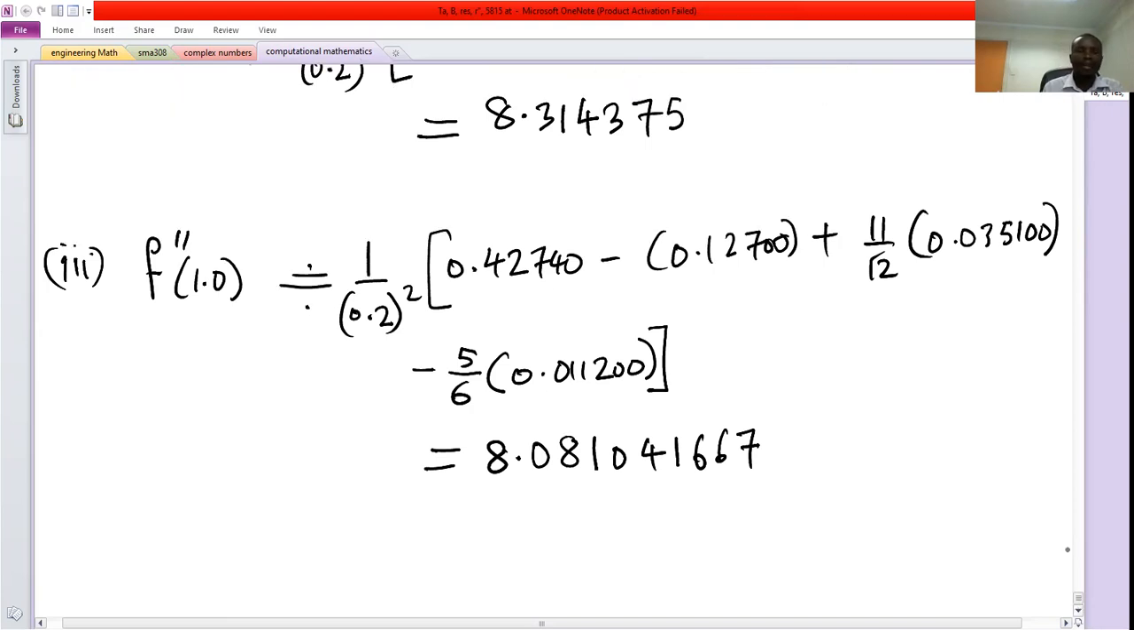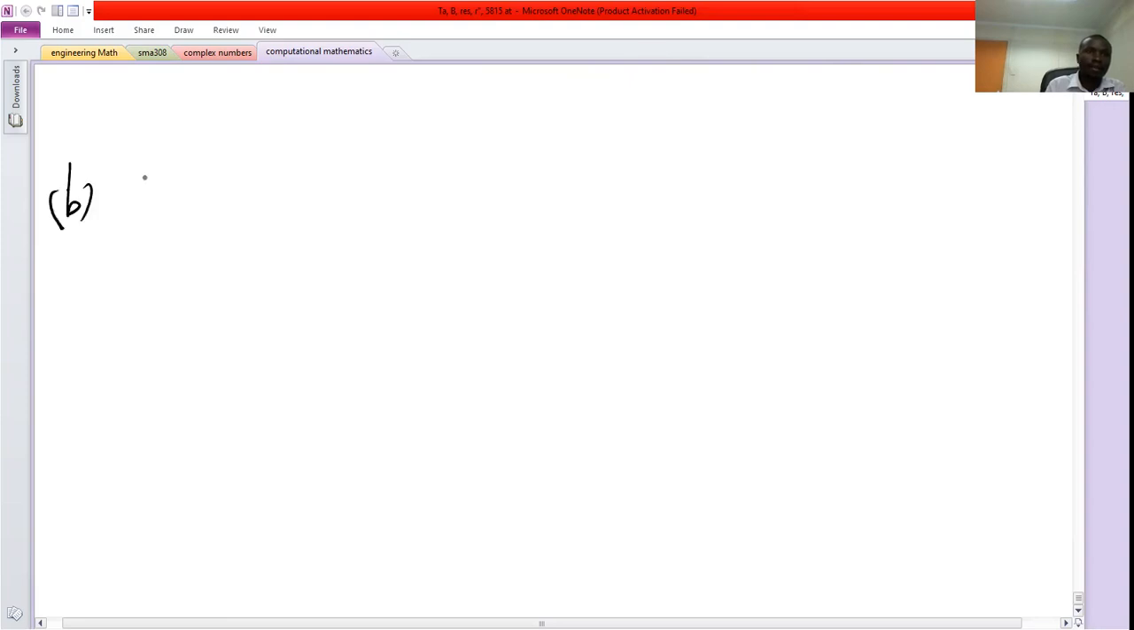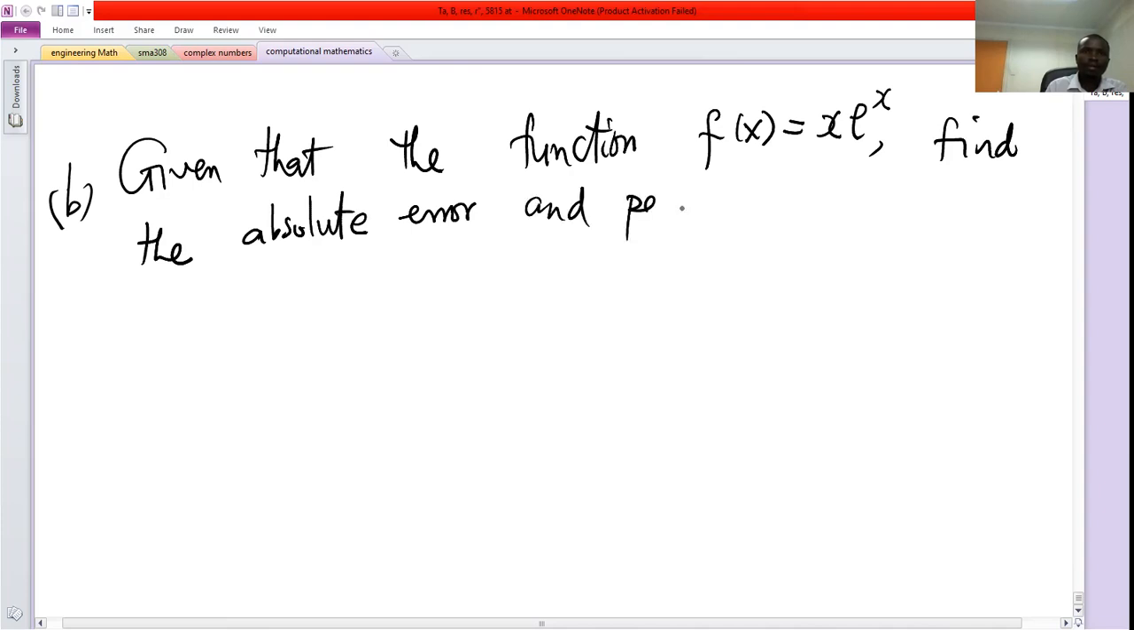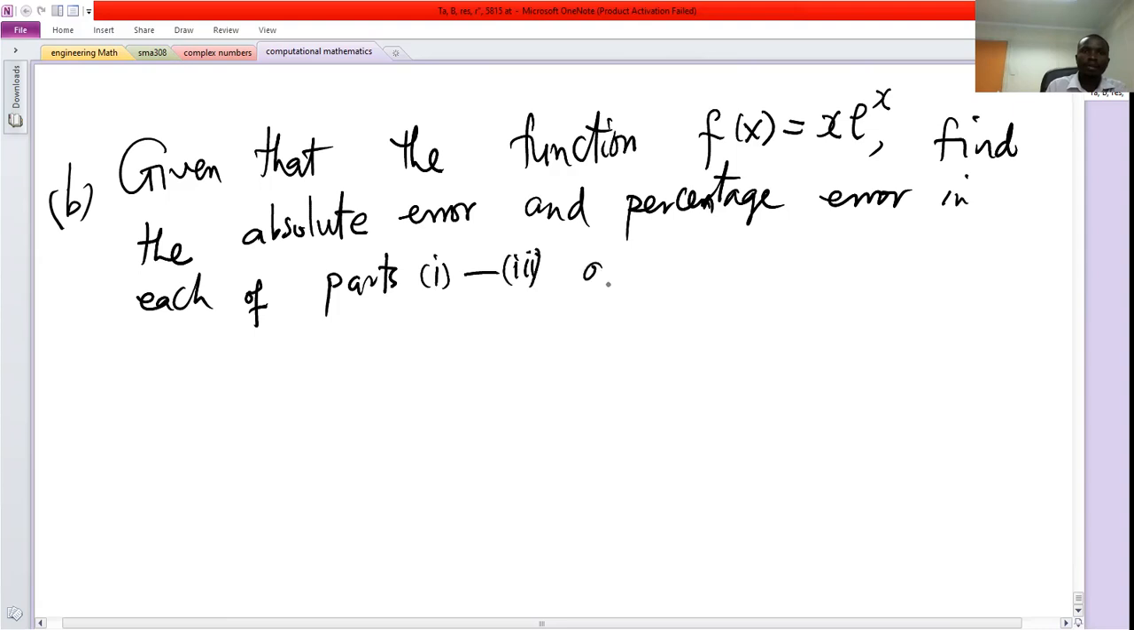That is part 1. Part B, given that the function f of x is given by x e raised to power x, find the absolute errors and percentage error in each of parts 1 to 3 of A above.